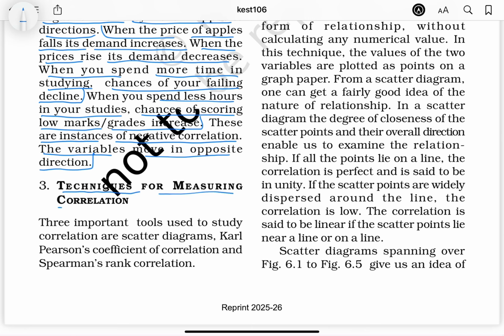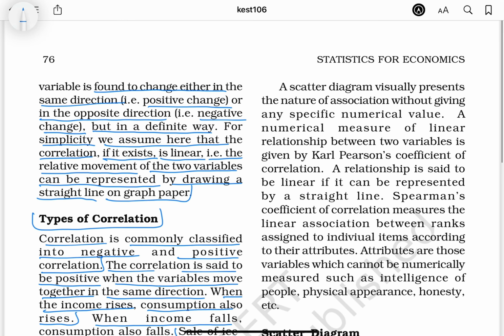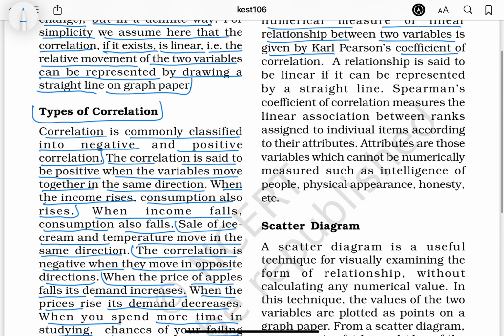Techniques for measuring correlation. Three important tools used to study correlation are scatter diagrams, Karl Pearson's coefficient of correlation, and Spearman's rank correlation. A scatter diagram visually presents the nature of association without giving any specific numerical value. A numerical measure of linear relationship between two variables is given by Karl Pearson's coefficient of correlation. A relationship is said to be linear if it can be represented by a straight line.